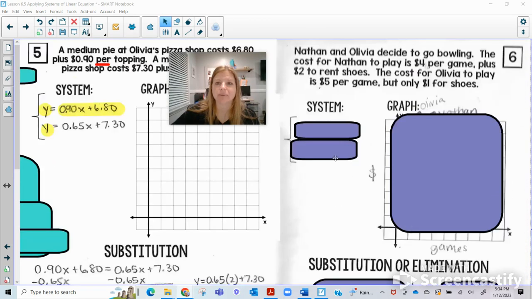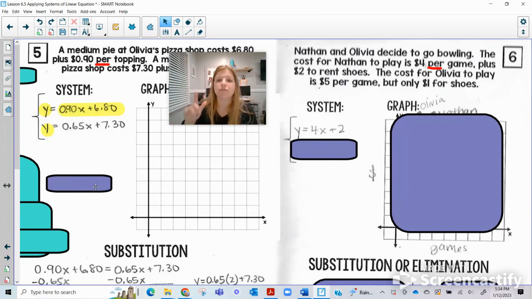Awesome. And our last one: Nathan and Olivia decide to go bowling. The cost for Nathan to play is $4 per game. That word per always shows up. Per is your multiplier. You know that per is going to be the word that means that 4 is the slope. The cost for Nathan to play is $4 per game plus $2 to rent shoes. When you rent shoes, it's a one-time thing. So Nathan's equation is just y equals 4x plus 2. $4 per game plus that additional $2 for him to play.